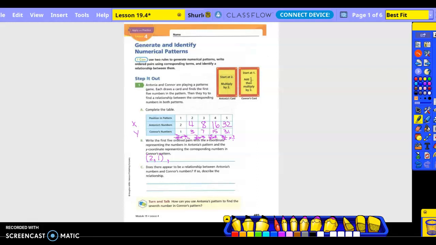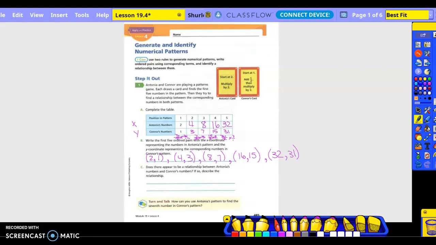Okay, so the next one would be 4, 3. The next one would be what? Okay, so what's my next one? 8, 7. What's my next pair? 16, 15. Okay, and what is my next pair? 32, 31. Okay, so does there appear to be a relationship between Antonia's numbers and Connor's numbers?